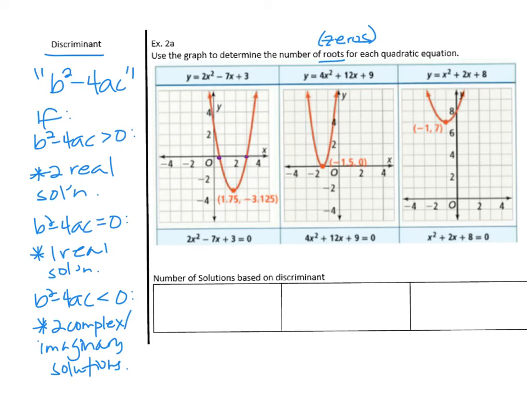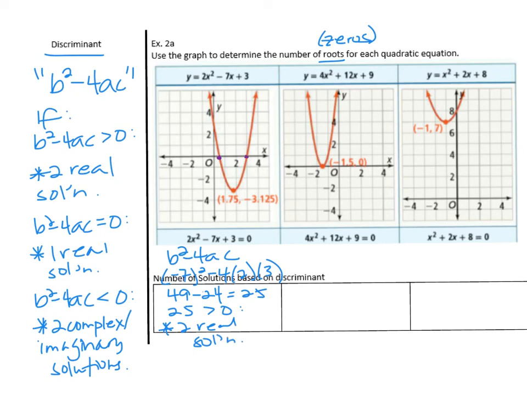spots. To verify with the discriminant, take b squared minus 4ac. B is negative 7. That would be negative 7 squared minus 4 times a times c. Negative 7 squared is positive 49. 4 times 2 times 3 would be minus 24. And that's a 24, sorry. We'll get that in there. 49 minus 24 is 25. 25 is a value that's greater than 0. And that validates the discriminant definition of 2 real solutions.